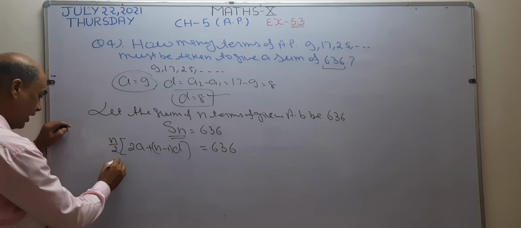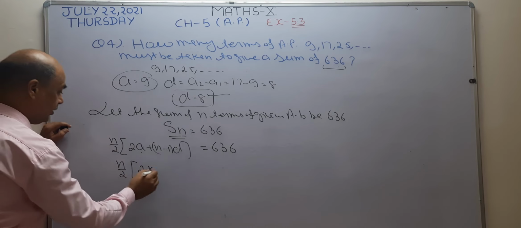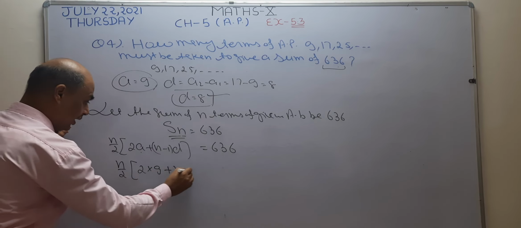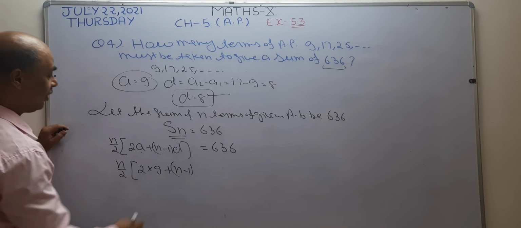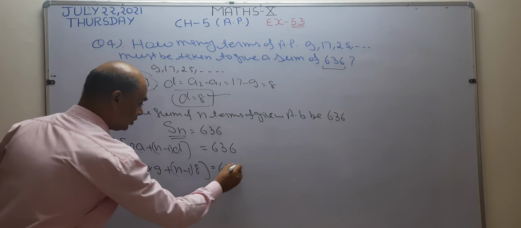So, n by 2 is going to remain the same. What is the value of a? The value of a is 9. Right here, 9. (n minus 1) into d. The value of d is given, 8. Right here, 8, equal to 636.